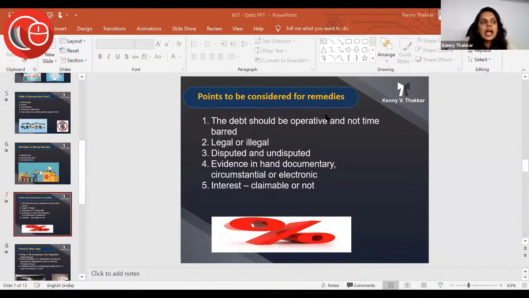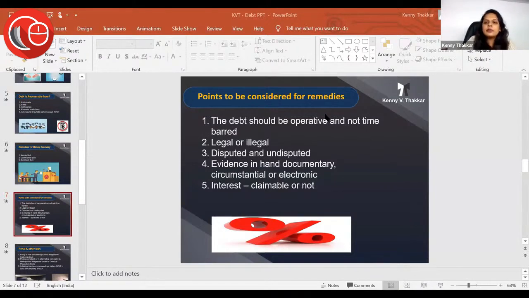Now to claim interest, ideally in summary suits, in other suits you can claim it, but in some forums you can claim interest only if it is mentioned either in your bills or in your contract. It is explicitly agreed what the rate of interest will be and how it will be charged. Those are the points which are to be taken care of.